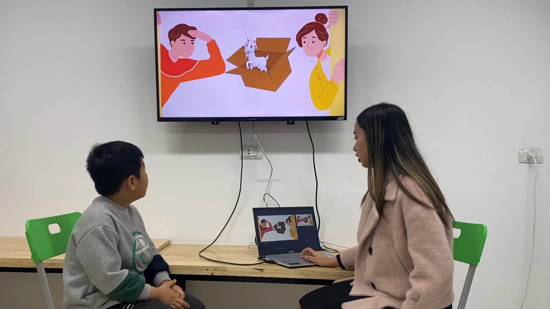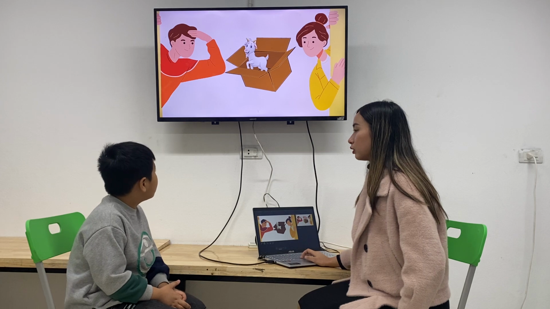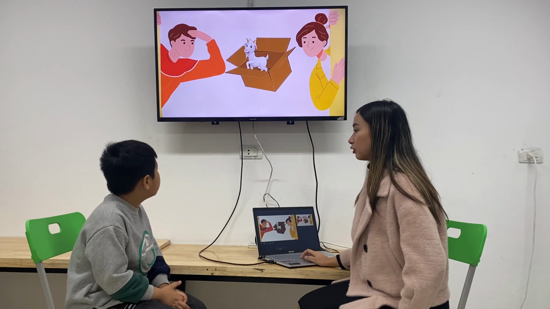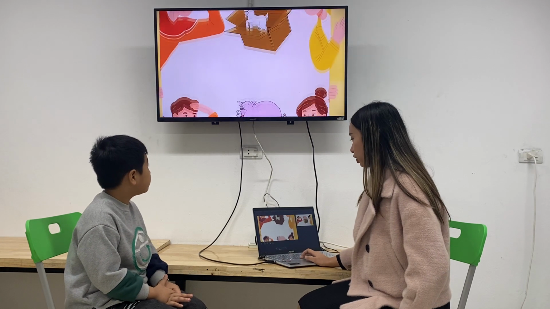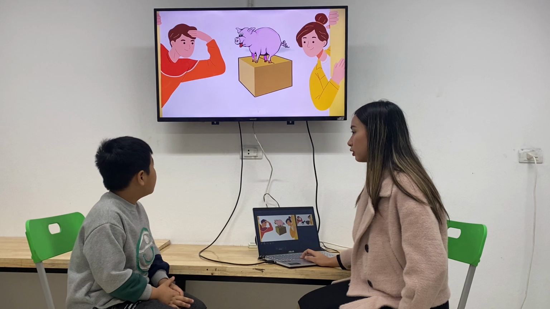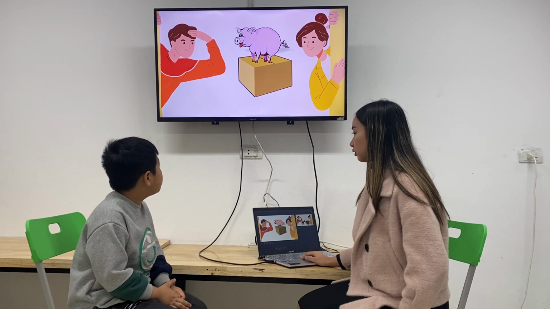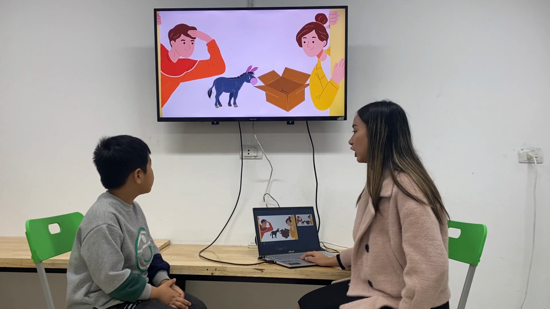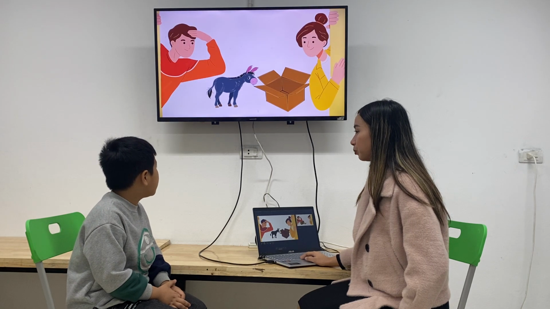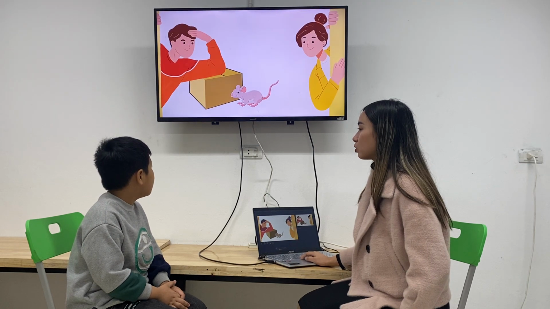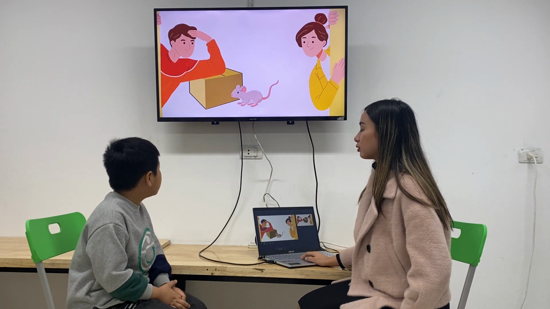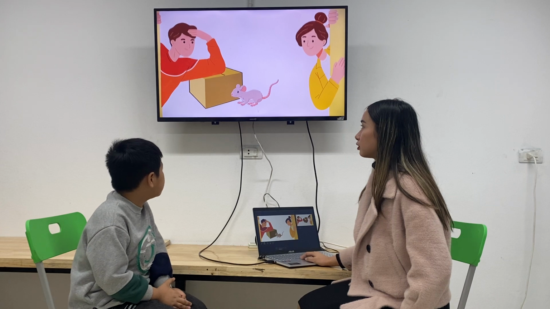First, where is the goat? The goat is in the barn. Good job. Next one, where is the pig? The pig is on the barn. Good job. Where is the donkey? The donkey is next to the pot. Good job. Where is the mouse? The mouse is next to the pot.